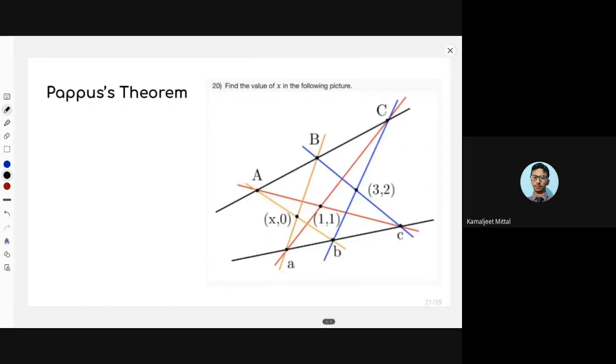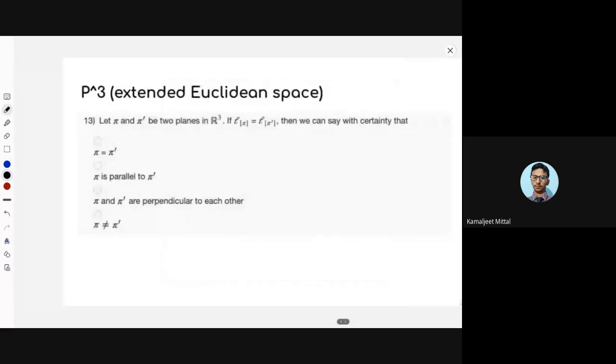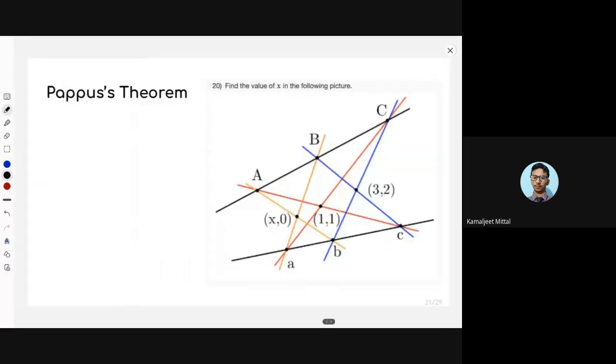Okay, so my aim was to cover as many things as I can. So let me discuss one more problem with you, since we have, I think, 5 minutes left and you don't have any other questions to ask. So we can discuss this question where we need to find out the value of x in the following diagram.